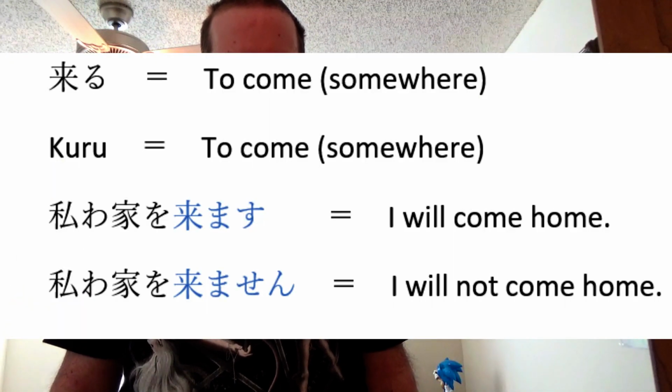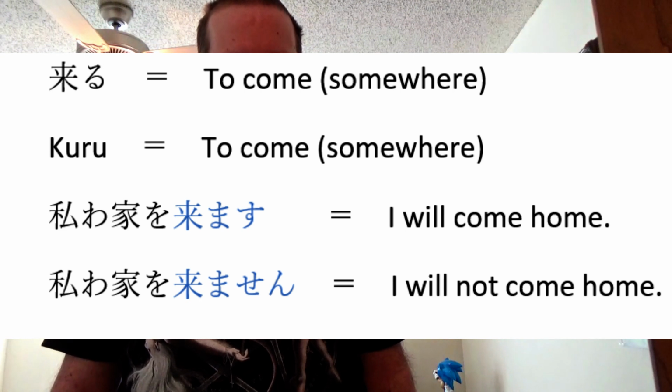I don't study Japanese. The irregular verb kuru means to come somewhere. You will conjugate it by turning it into kimasu or kimasen. You can make the sentence watashi wa ie ni kimasu, which means I will come home, or kimasen, I won't come home.